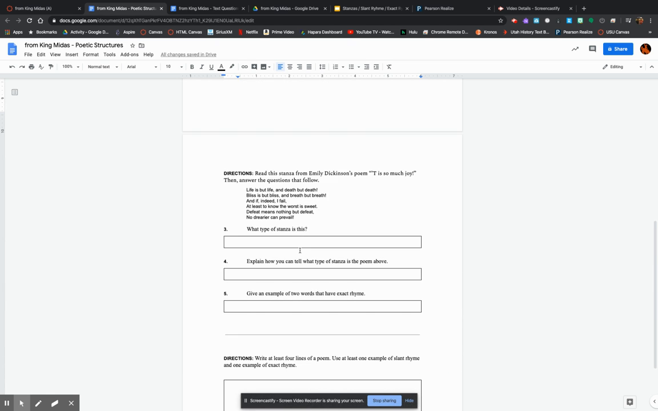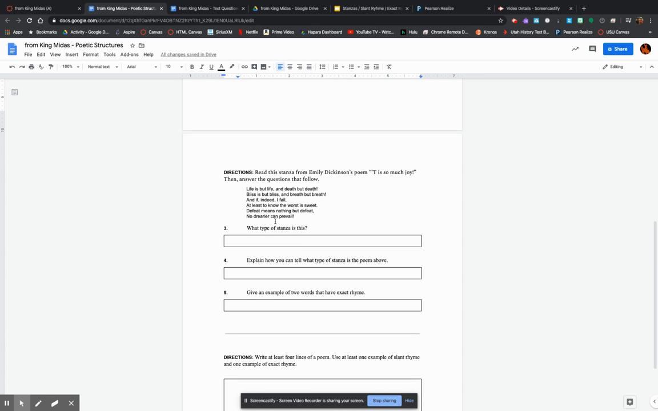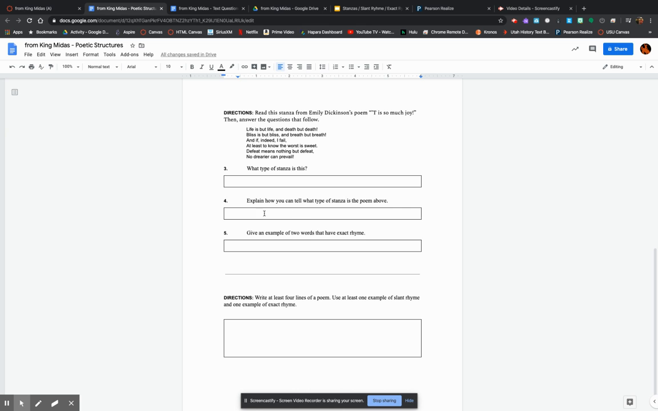And then we get down here to the bottom of the page. It asks you what type of stanza this is. Again, go up and look. It's identified by how many lines are in that stanza. Then explain that, and then give an example of exact rhyme.